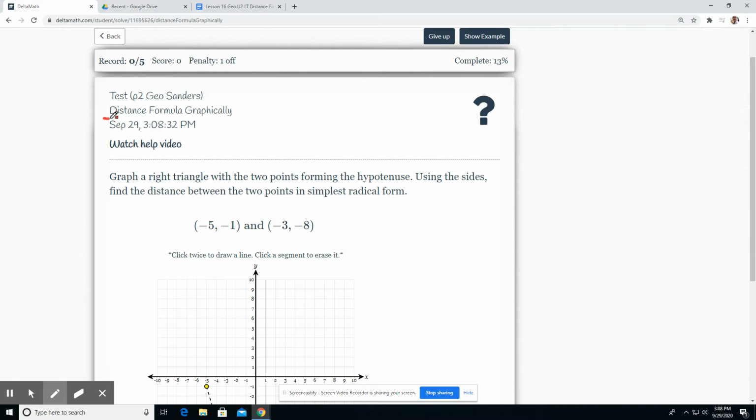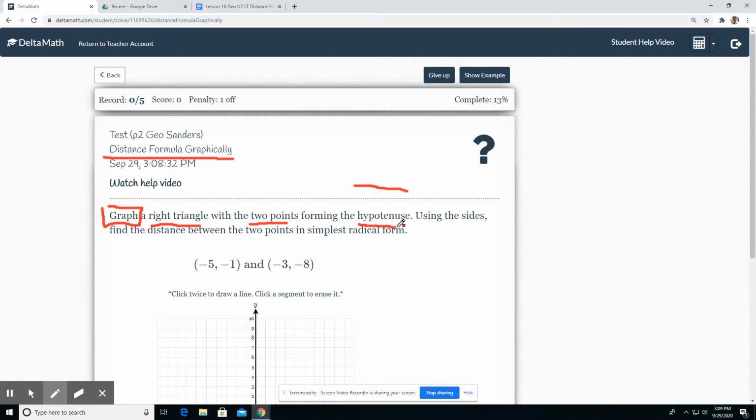All right, we're doing the distance formula graphically here. Graph a right triangle, so we're asked to graph a right triangle with the 2 points forming the hypotenuse. Using the sides, find the distance. Find the distance between the 2 points in its simplest radical form.